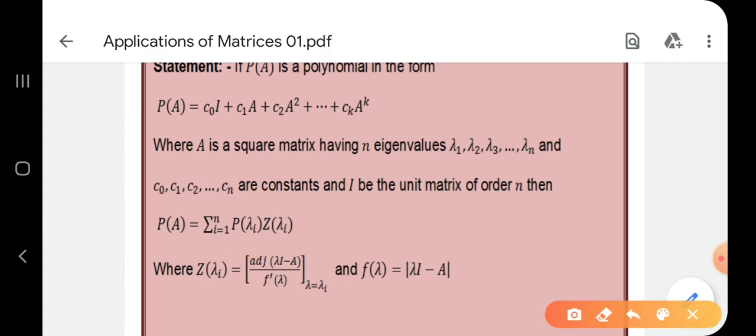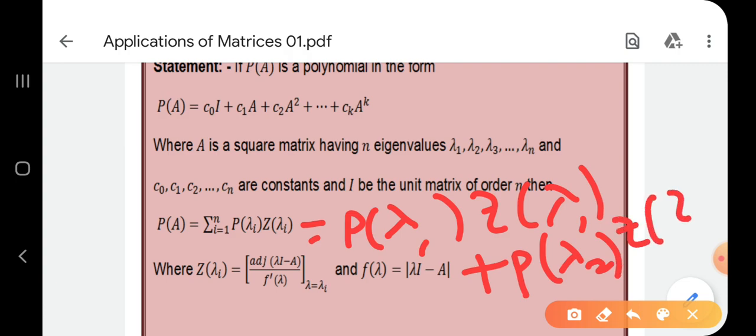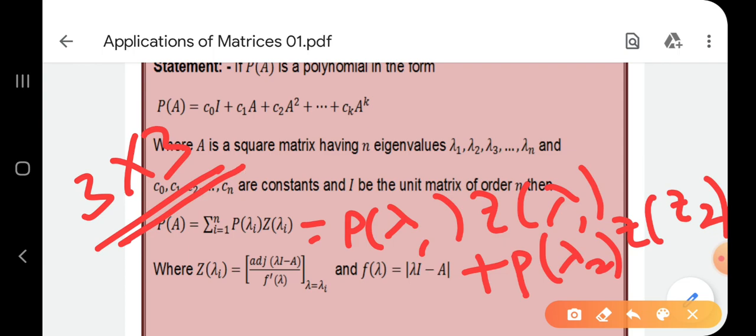Or you may write P(lambda 1) into Z(lambda 1) plus P(lambda 2) into Z(lambda 2) plus up to n eigenvalues there. For our case, for a 3 by 3 matrix, we have 3 eigenvalues lambda 1, lambda 2, lambda 3. So I can write P(lambda 1) Z(lambda 1) plus P(lambda 2) Z(lambda 2) plus P(lambda 3) Z(lambda 3), like that.